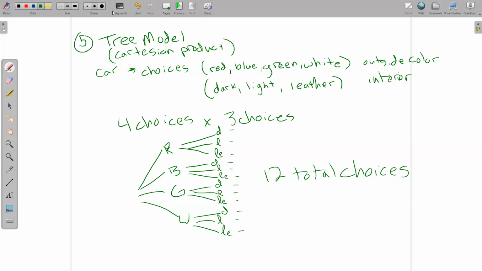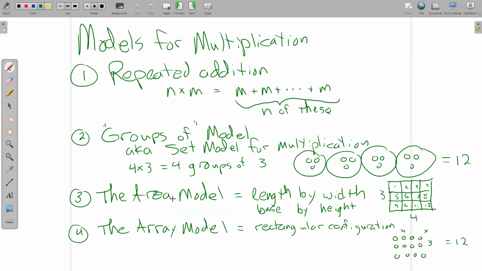My favorites are either the area or array. Typically, I like the area one. So we're going to take a little closer look at the area model and base 10 blocks is what we're going to do next. And this is where we're going to jump into breakout rooms. So I'm going to explain what we're going to do. I'm going to get the link and put it in the chat. It's also on the website.